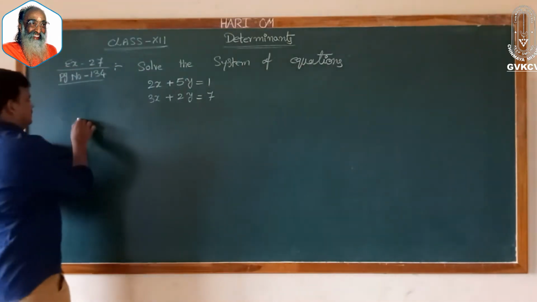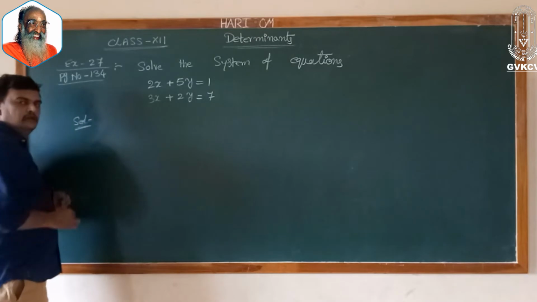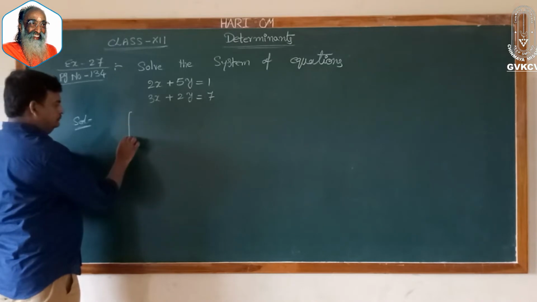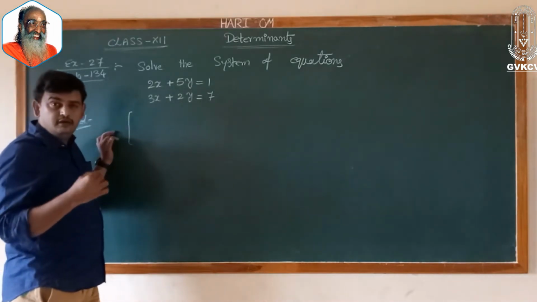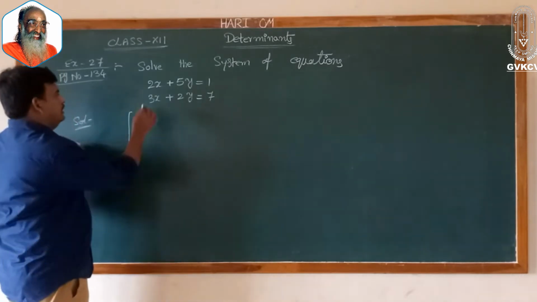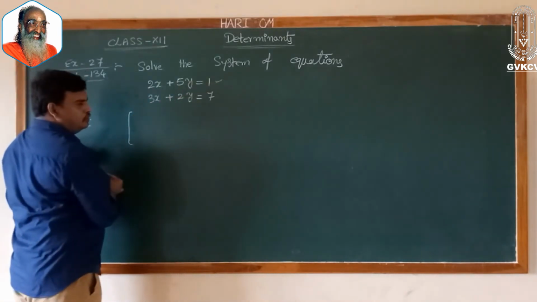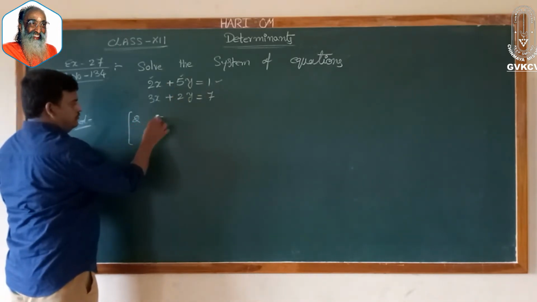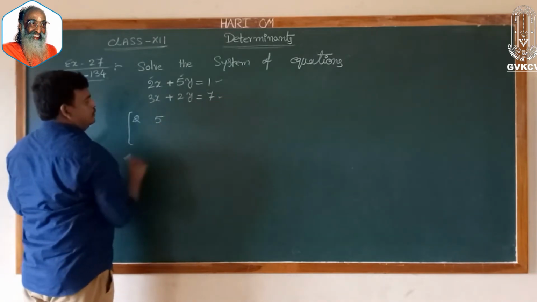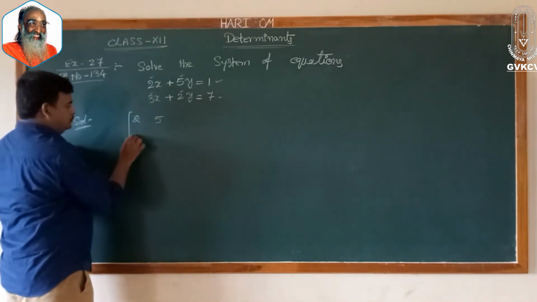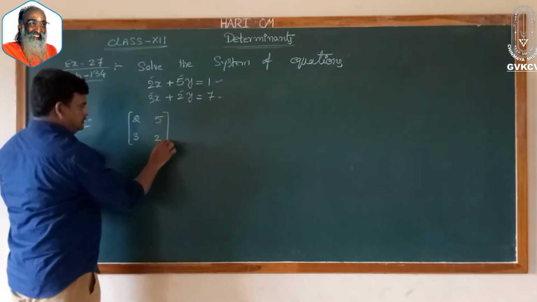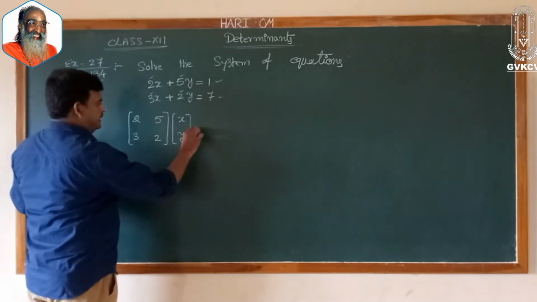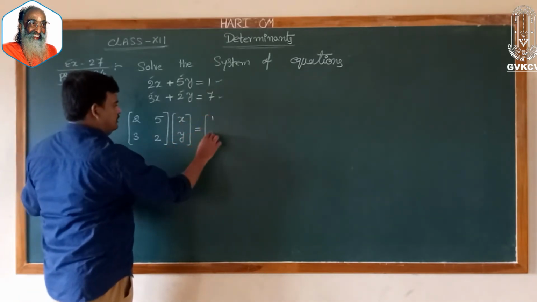As we know, the given system of linear equations we need to convert into matrix form. How to convert them? First we need to consider the coefficients. In the first equation, the coefficients are 2, 5. In the second equation, the coefficients are 3 and 2. Next, the variables: x, y. Next, the constants: 1, 7.